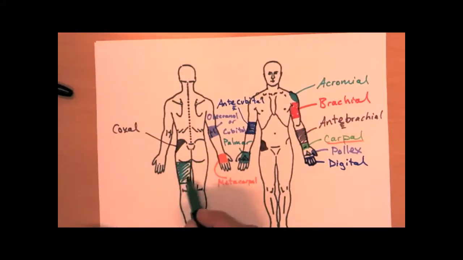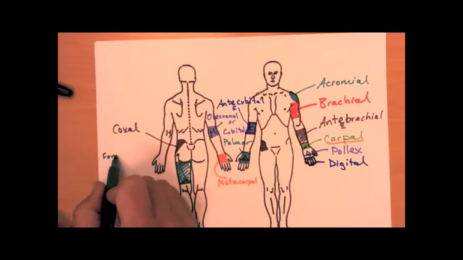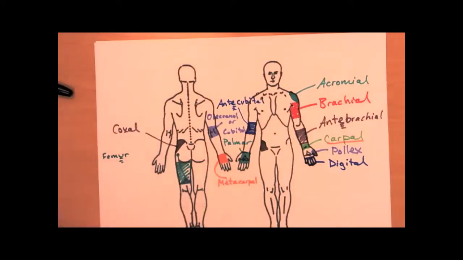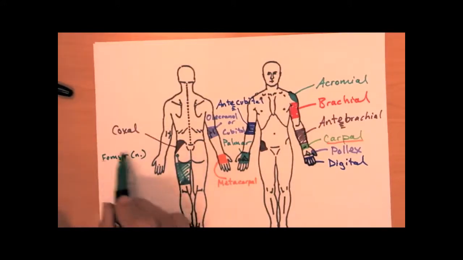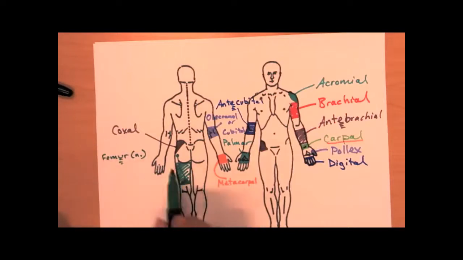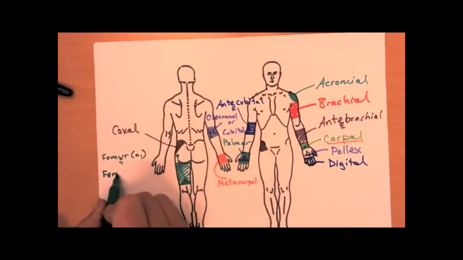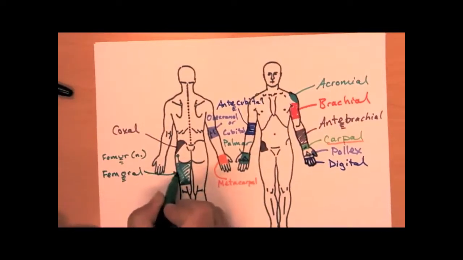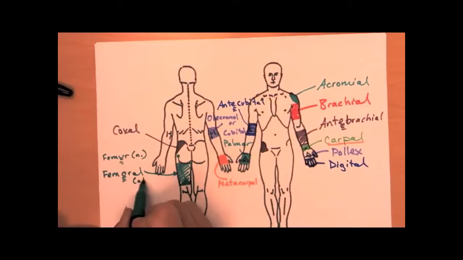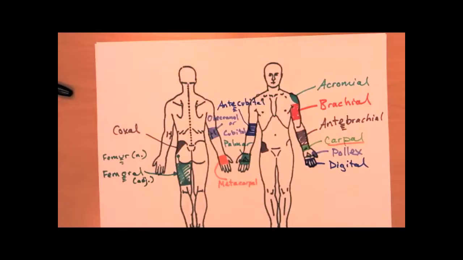The thigh, the bone that is in the thigh, is called the femur with a U. The region of the femur, right? Femur is a noun. The region describing where the femur is, femoral. And again, this is an adjective describing something.